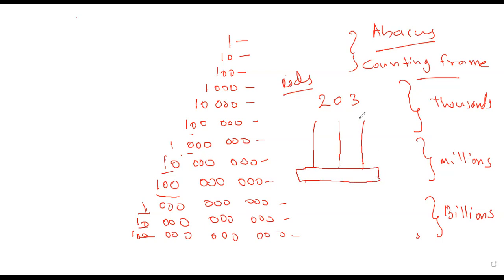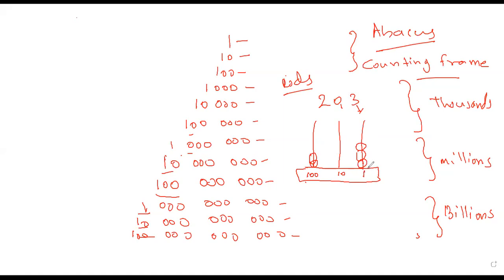Now write down the place value. What is the place value of these three? Ones. So here you can put one. Next one. Tens. Next one. Hundreds. Then you can put two beads. Two beads. In the tens place, can you put any beads? No beads. In the ones place, how many beads? Three. This is called an abacus. Like this, you can represent numbers on an abacus.